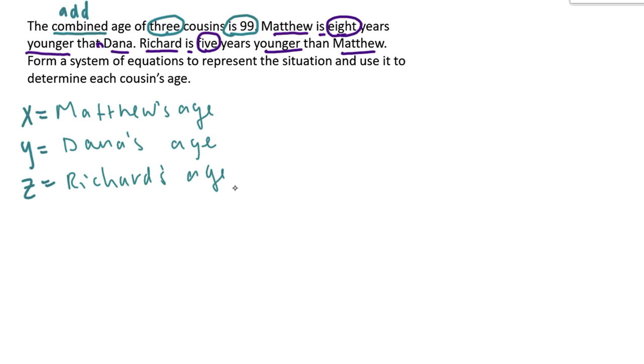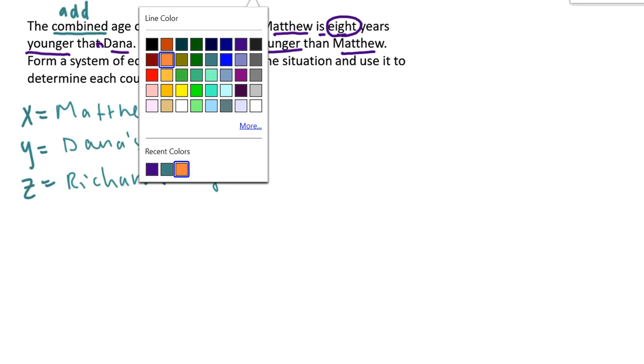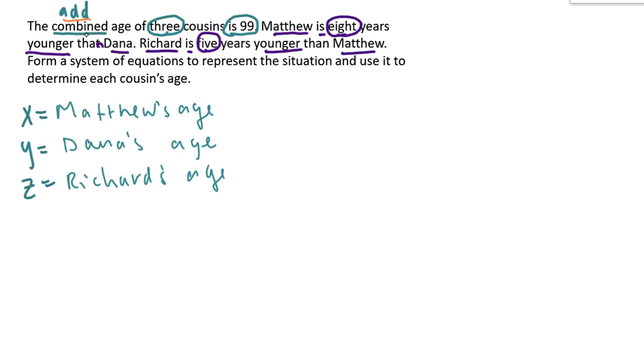Now we need to set up some equations. Okay, we need 3 equations with 3 variables. So I've got to read each of the sentences and see if I can translate the math into an actual equation. This first sentence says the combined, which we just talked about, add, age of the 3 cousins, that's X, Y, and Z, is, that means equals 99. So we would say X plus Y plus Z equals 99. That's the combined ages, combined meaning adding them all together, and that is 99, so is means equals.